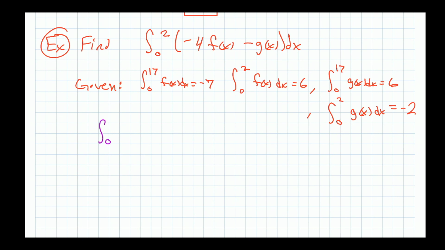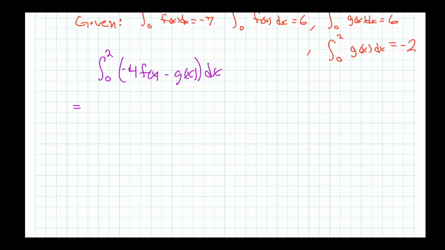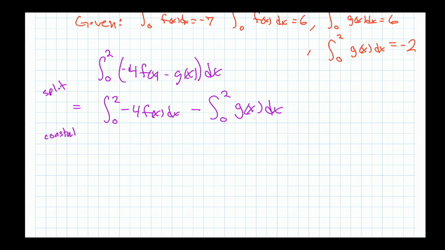All right, so just like the last one, these are very straightforward. So we got the integral from 0 to 2 of negative 4 f minus g. You're going to split it: the integral from 0 to 2 of negative 4 f minus the integral from 0 to 2 of g. Then you can use the constant multiple rule. We only need to use it once this time instead of twice. So right here, take that negative 4 out front.